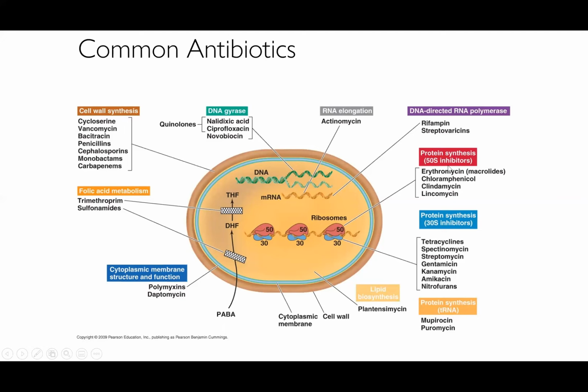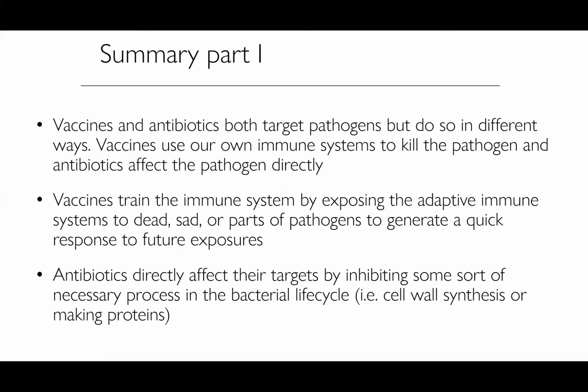So just to summarize the first part, vaccines and antibiotics both target pathogens, but do so in very, very different ways. Vaccines use your own immunity to kill the pathogens, whereas antibiotics either directly kill the pathogen or inhibit the pathogen directly. Vaccines essentially train the immune system by exposing a human or an animal to the pathogen or a part of a pathogen, and so it allows the adaptive immunity to remember the pathogen and make the individual immune over a long period of time.